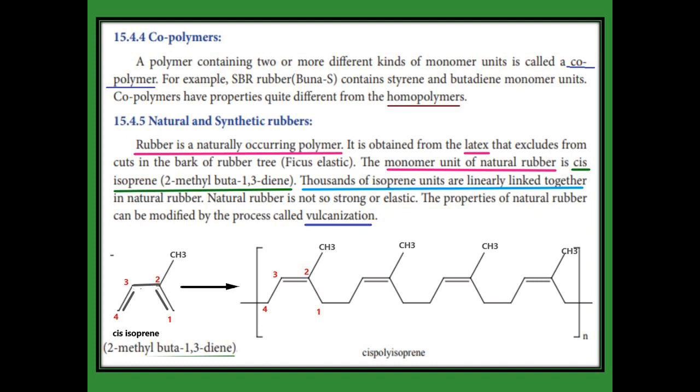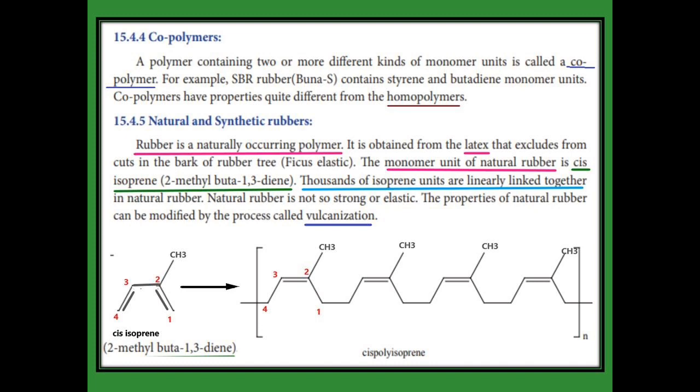Now I indicated in the structure with numbers, that there are 4 carbons. In the second carbon we have a methyl. The first carbon and third carbon contain double bonds. So the name of this compound, cis-isoprene, is 2-methylbuta-1,3-diene. When it undergoes polymerization, it gives cis-polyisoprene. It is the natural rubber.